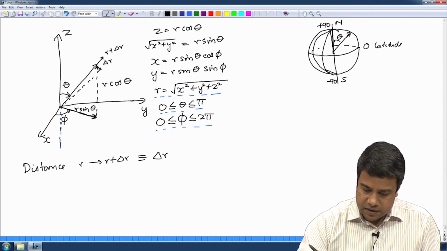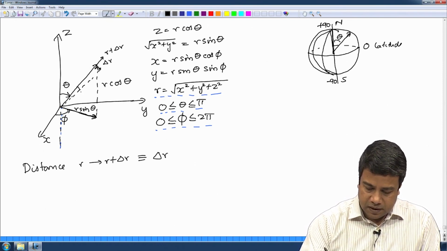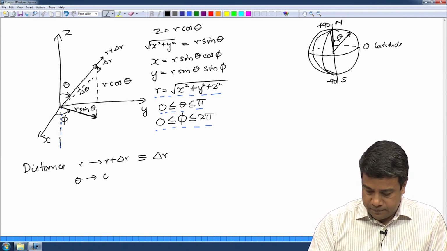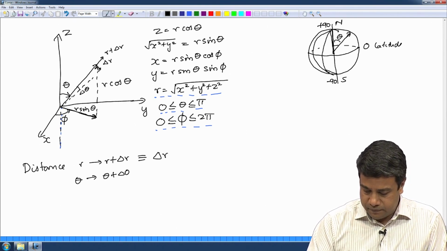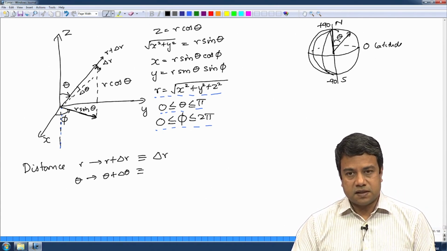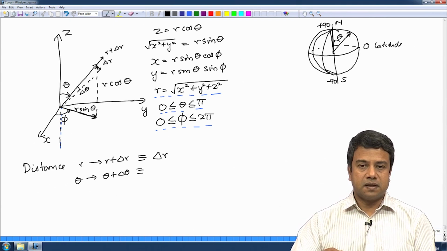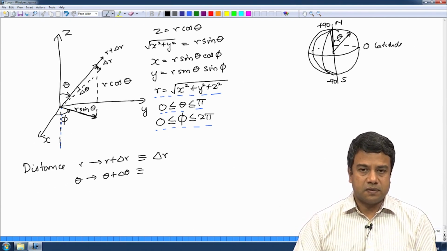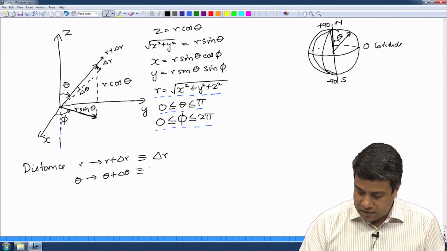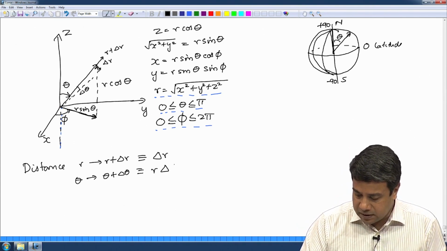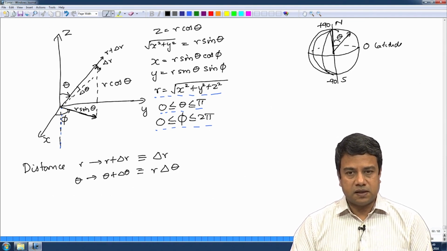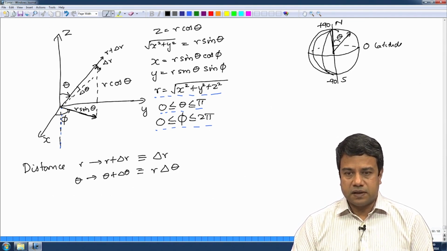Now, how about if I change the theta coordinate from theta to theta plus delta theta? What is the distance travelled? That distance travelled is going to be the radius times the angle in radians. So, this has to be equal to r times delta theta. The distance travelled when you go from theta to theta plus delta theta is r times delta theta.